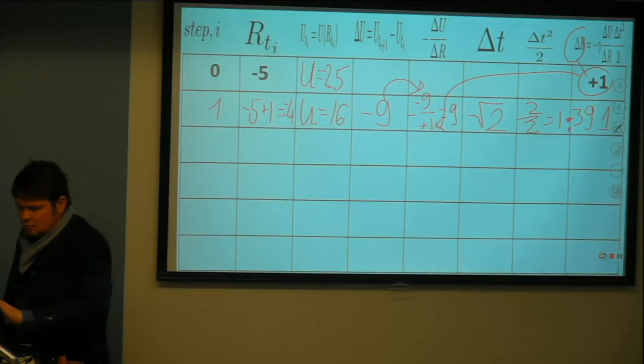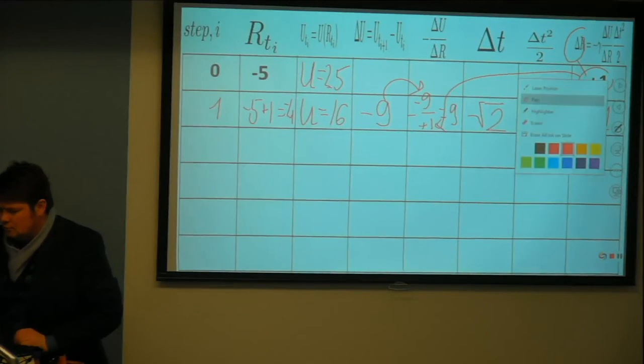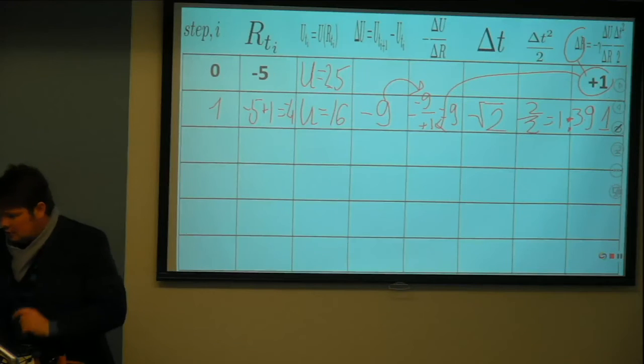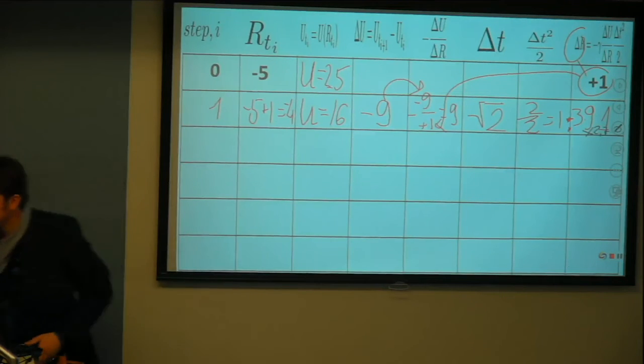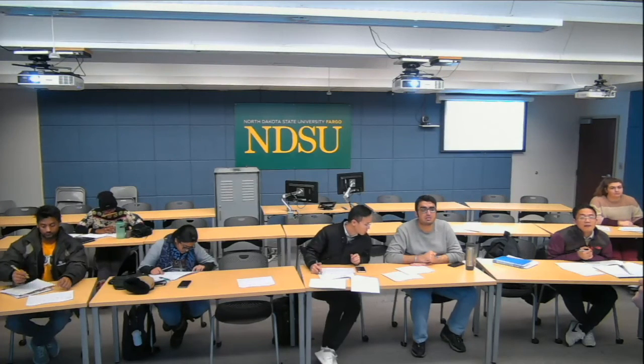But why is the first delta R 1? Oh, I mean the first delta R. Yes, it's positive 1. If we do not define what the initial increment is, then we cannot make the first step. We need to define it. Also, it's our choice as humans.